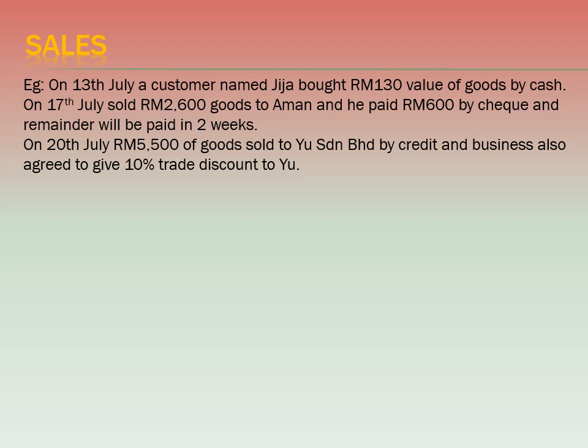Okay, the next one, on the 20th of July, 5,500 ringgit goods sold to a neighborhood store on credit, and we agreed to give a 10% discount. Here it doesn't say after, which means the 5,500 ringgit is before deducting the trade discount. So actually, the goods that you sell to the neighborhood store are of the value of 5,000 ringgit, because you need to deduct the 10% trade discount.